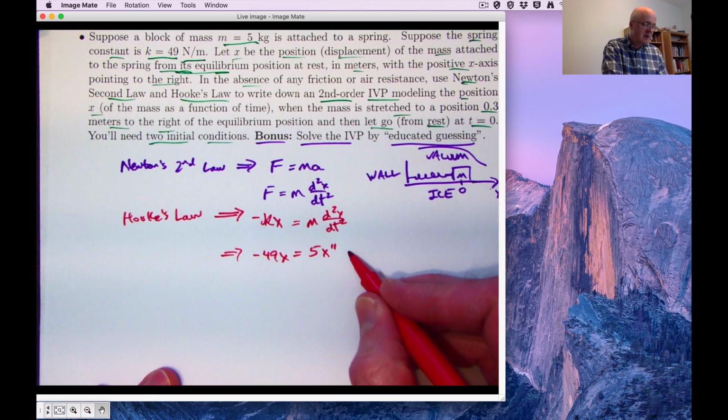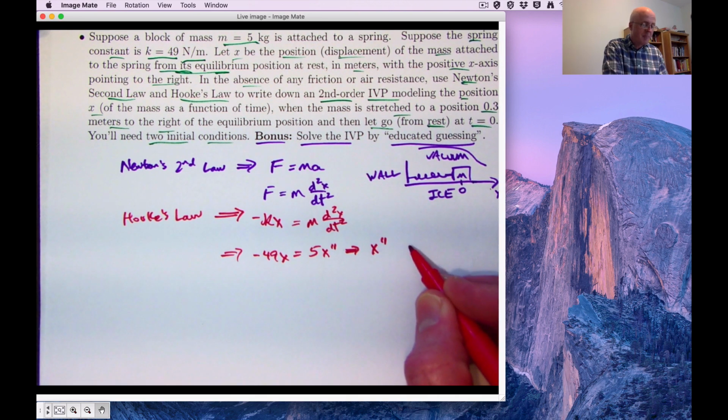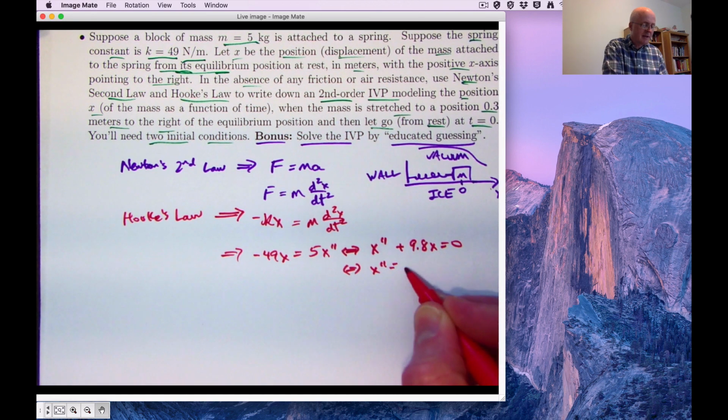That's one way to write it. You could also divide everything by 5, for example, and rearrange. You could also write this as x double prime plus 9.8x equals 0. Those are equivalent equations. Or x double prime equals negative 9.8x.